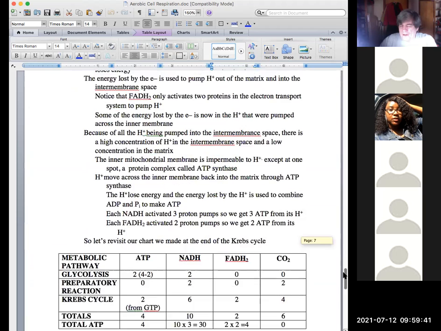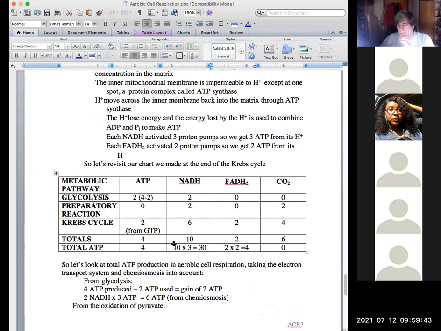So let's go back to that chart we had a moment ago. Let's look at our totals again. So we made 4 ATP directly. We made 10 NADH, but when we have oxygen, we can get 3 ATP from each of those. So we can actually get a total of 30 ATP from the NADH. From the FADH2, we only made 2, but we can get 2 ATP each. So we can get a total of 4.